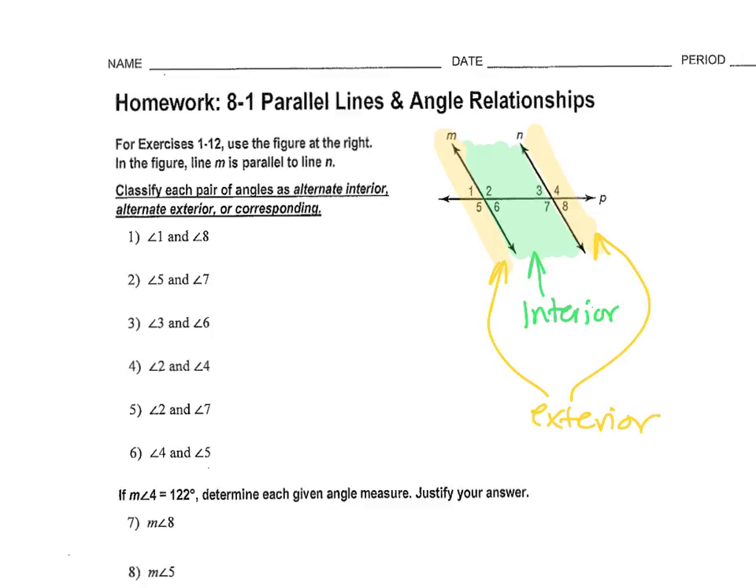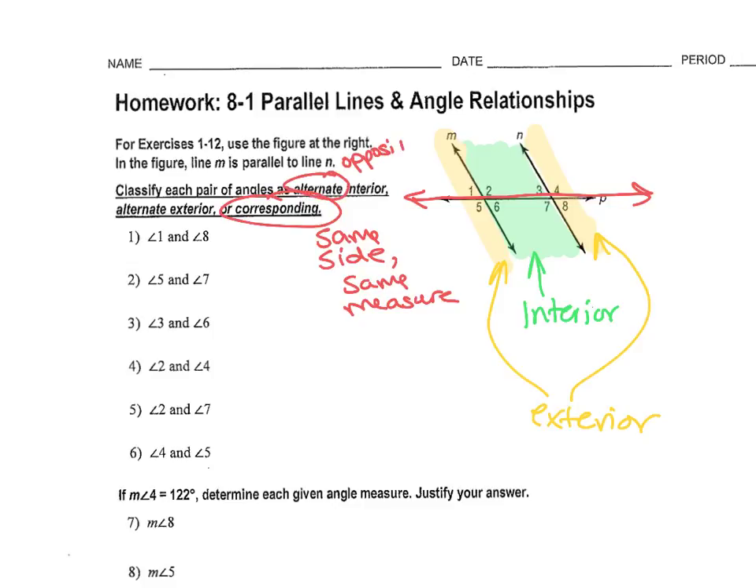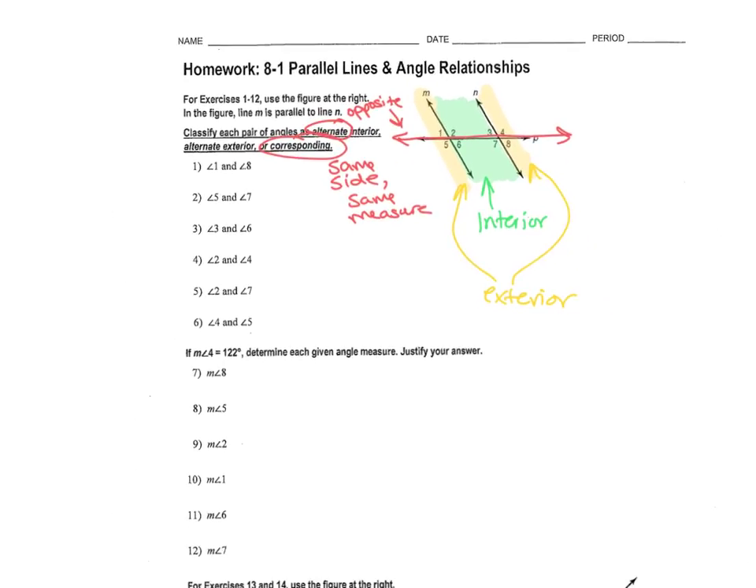Exterior. The word corresponding, same side of the transversal, which is that line that splits them in half. Same side, same measure. So you know interior, you know exterior. Alternate means opposite. So opposite sides of that red line. You've got to include that alternate when you're either talking about interior or exterior.